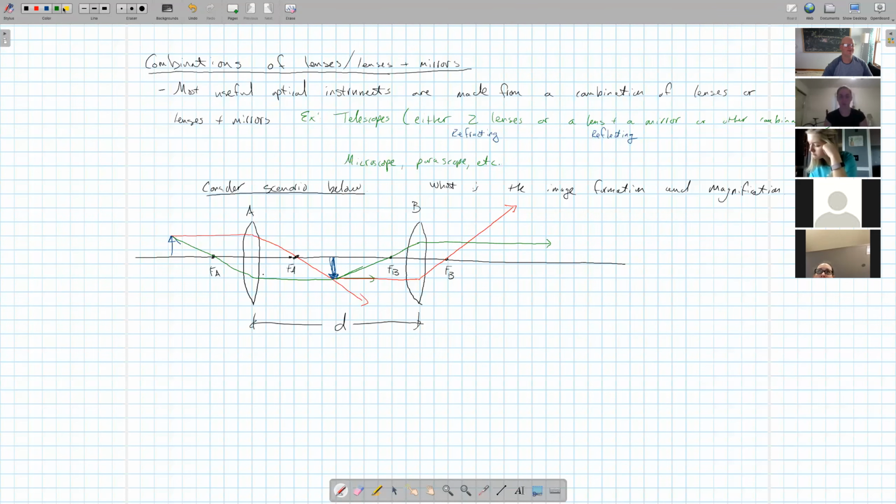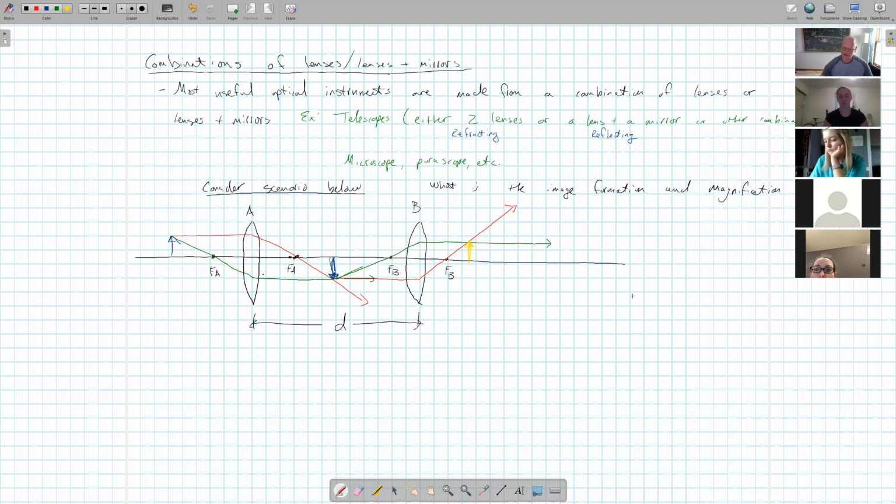Where these two rays intersect with each other, this is then the location of the final image. So this is how we draw our ray diagrams. For the ray diagrams for multiple lenses, we just draw a ray diagram for each individual lens, ignoring the fact that the other lens actually even exists.